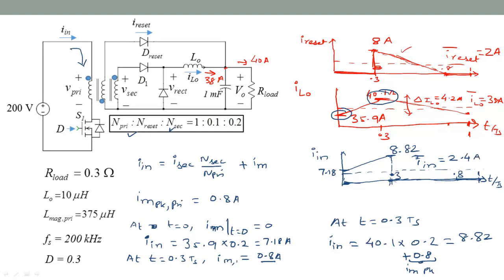Okay. So you can also verify that Vin times the In average, which is 200 times 2.4, should be equal to the output power, which is output voltage of 12 volts times an output current of 40 amps. Okay. So it should come out to be they are exactly the same.